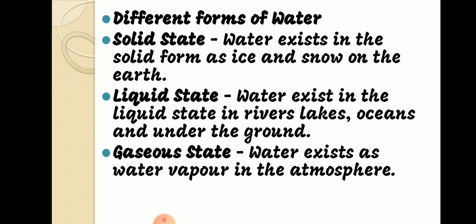Now, what are the different forms of water? Water exists in three different states. When in solid state, it is as ice and snow on the earth. Liquid state. Water exists in the liquid state in rivers, lakes, oceans, and under the ground. And the third one is gaseous state, that is, water exists as water vapors in the atmosphere.